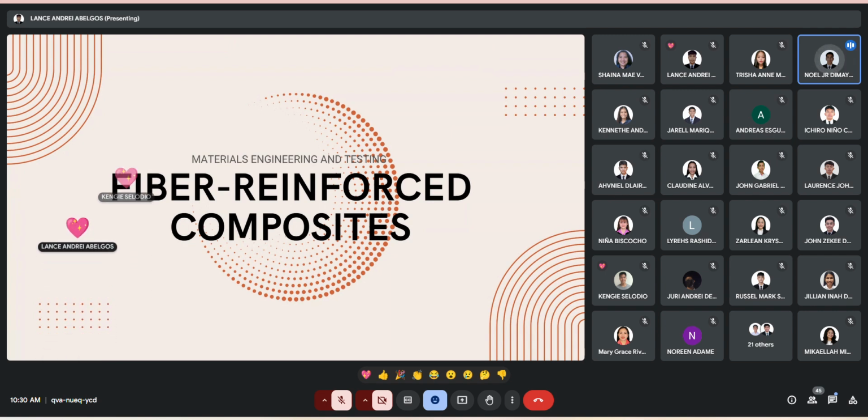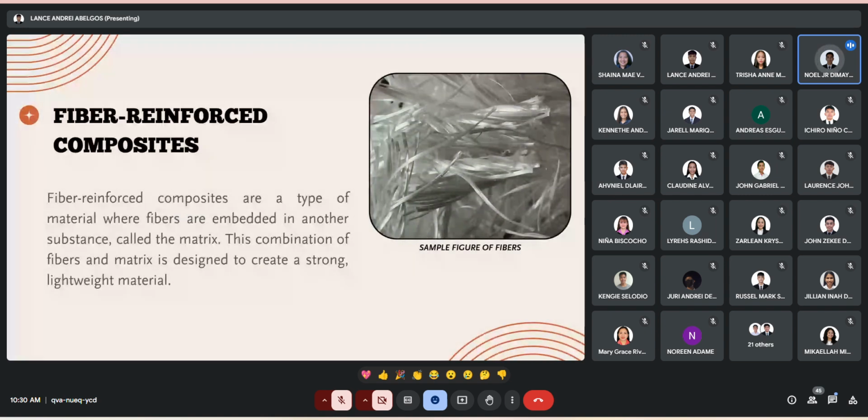Thank you. And now we're going to discuss the fiber reinforced composites. First, let's know what fiber reinforced composites are. Fiber reinforced composites are a type of composite material where fibers are embedded in another substance called the matrix. This combination of fiber and matrix is designed to create a strong, lightweight material.